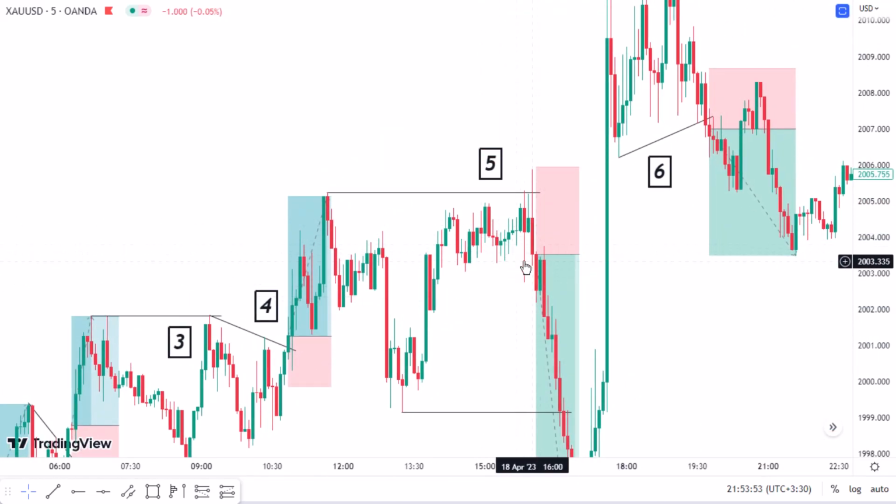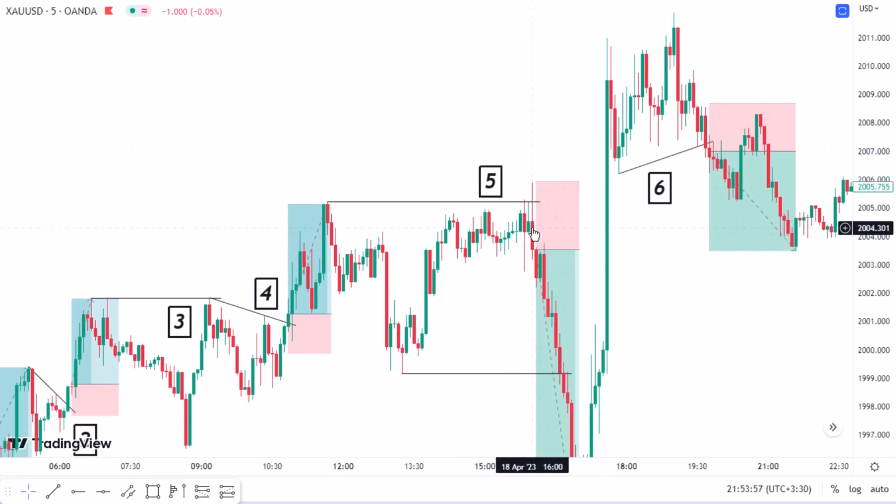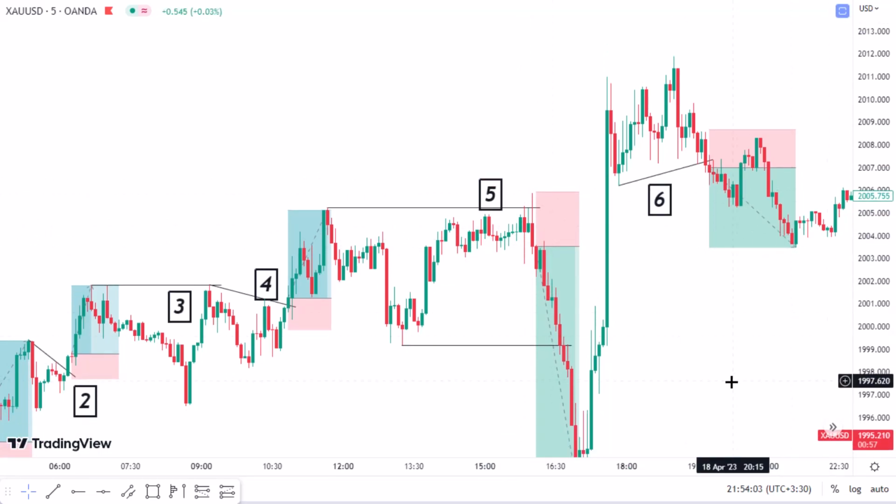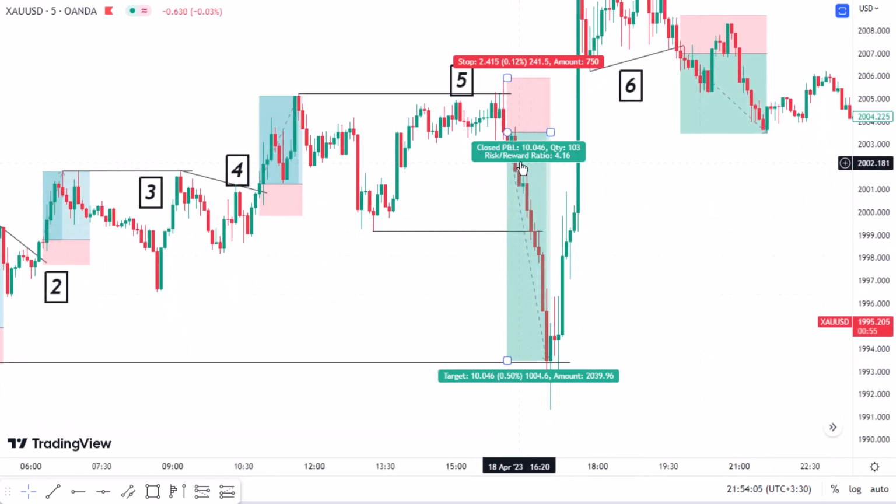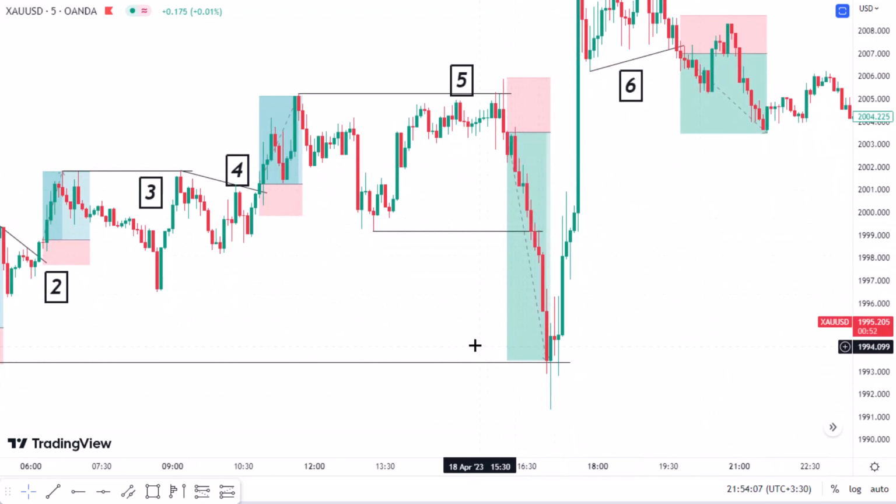In this one here we had this kind of pin bar. It is actually a big pin bar, but it's okay. We can enter a sell position here, put our stop loss above the candle, and it gives us a reward of something around 4 somewhere here.